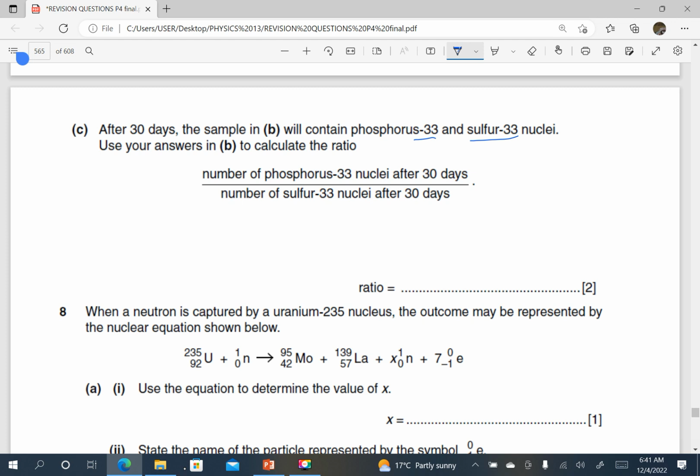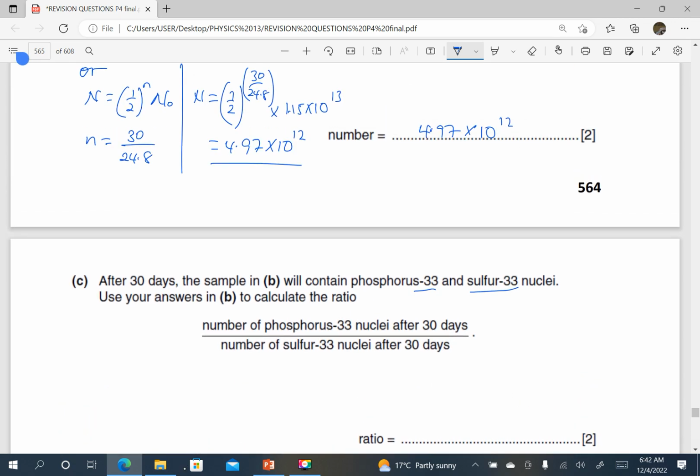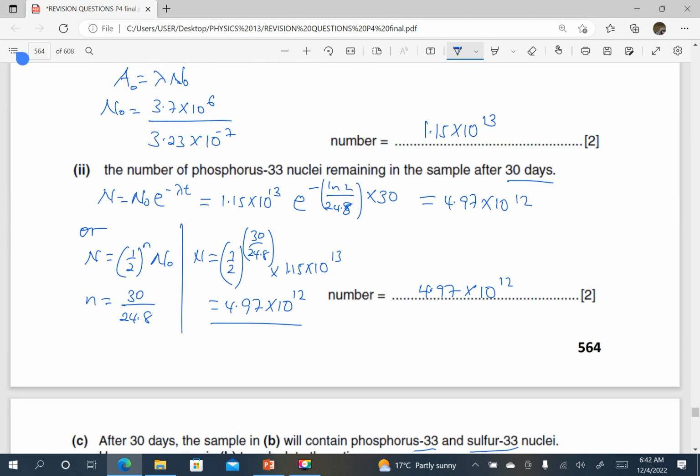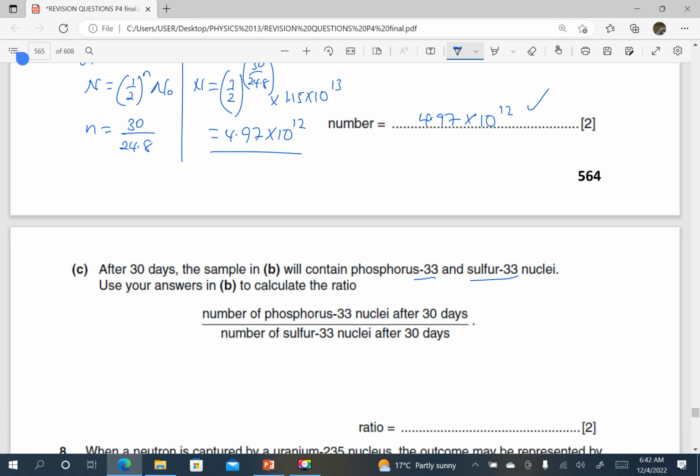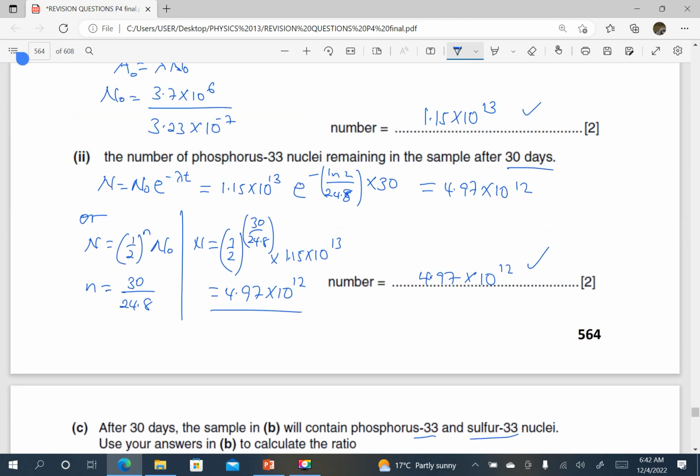sulfur nuclei were emitted? Remember, the number of phosphorus present after 30 days, we have got as 4.97 times 10 power 12, but it was initially 1.15 times 10 power 13. So it was initially this, and now it is this. So what has been emitted must be sulfur. The number of nuclei which are present must be those of sulfur in the process of changing. So the number of nuclei of sulfur will be the difference between the original number of phosphorus and the current number of phosphorus after 30 days.